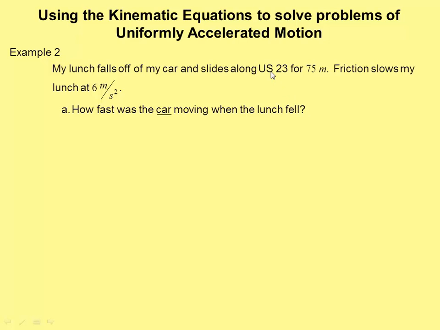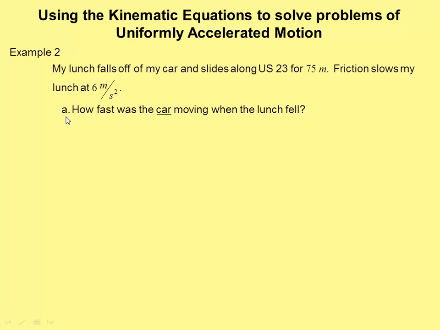So I get up to US 23 and I start to drive, and my lunch falls off my car, and it slides 75 meters down the highway. Friction slows my lunch at 6 meters per second squared. How the heck we measured that, I don't know, but it's one of the givens. This is a couple-part problem here.